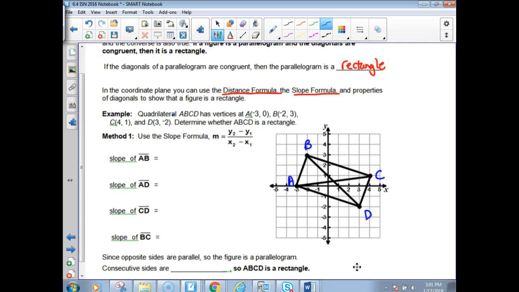The slope of segment AB. To find the slope, you subtract the y's and the x's. Y's first on top, x's on the bottom, and you do it in a consistent manner. So if I'm going to do points AB, I'm just going to start with the y's. 3 minus 0 over -2 minus -3. 3 minus 0, of course, is 3. -2 minus -3 would be -2 plus 3, and that's 1.